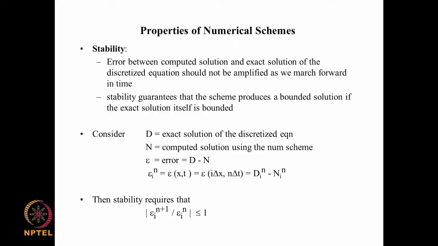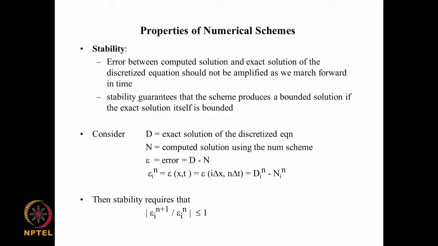Okay. So, stability guarantees that the scheme produces a bounded solution if the exact solution itself is bounded. So, in that sense it is a very important property, and we have seen that consistency alone is not sufficient for us to ensure convergence and good solution, but if we also have stability, then we could possibly get a converged solution. So, how do we express this concept of stability?